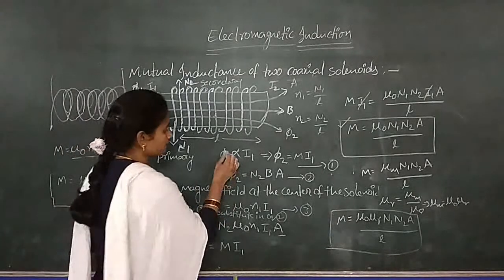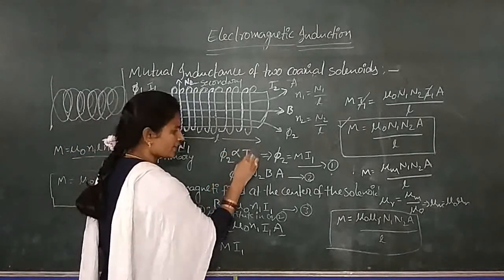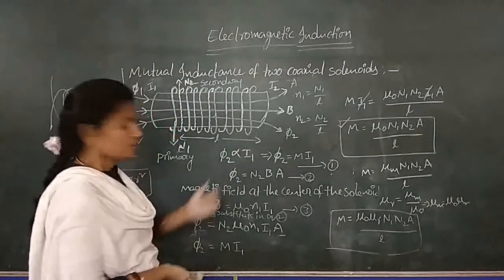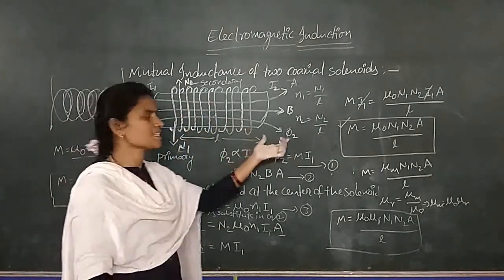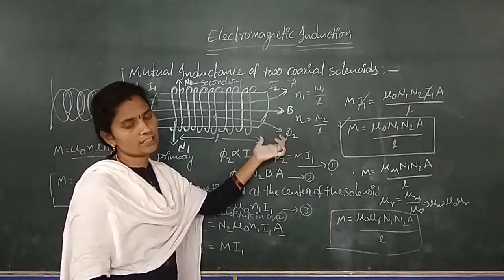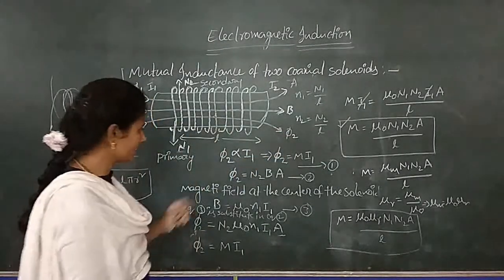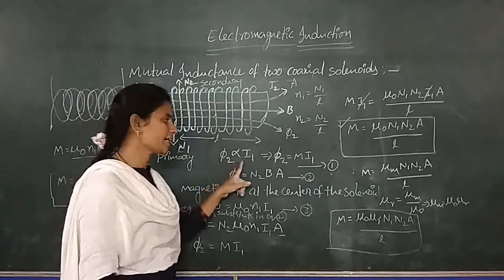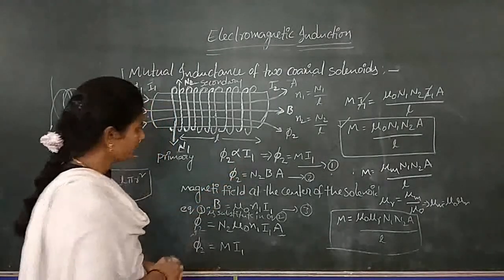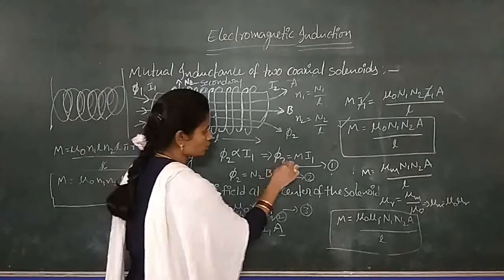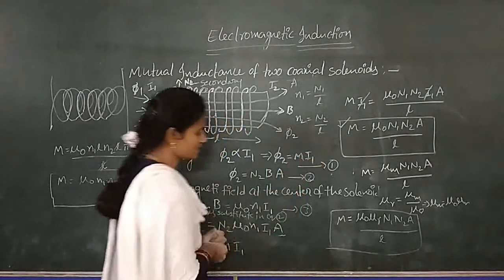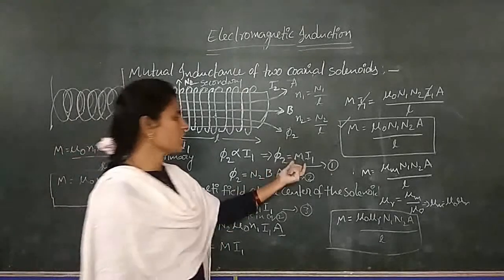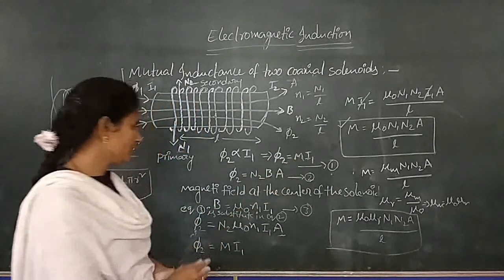So whenever the current I1 varies, the flux varies in the second coil. That's why induced EMF is generated. From that, phi 2 is directly proportional to I1. So phi 2 is equal to M into I1, where M is the coefficient of mutual induction, or mutual inductance.